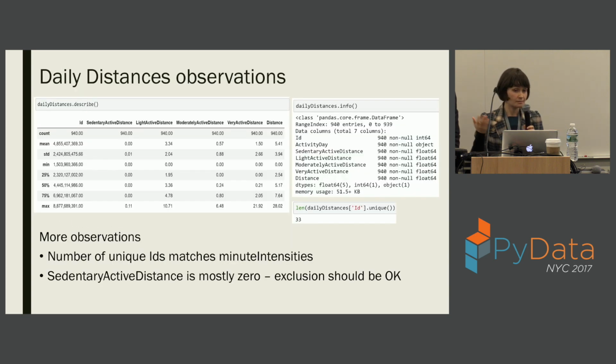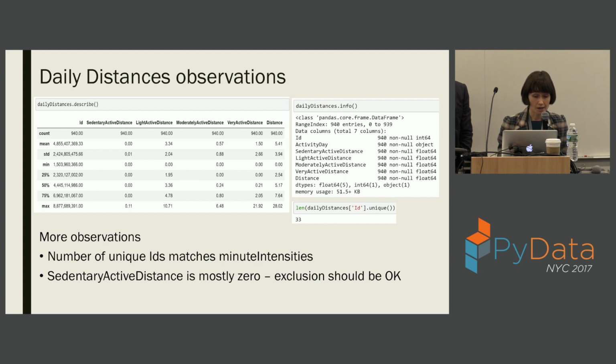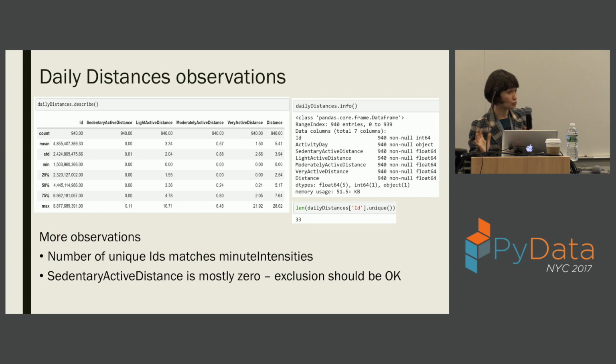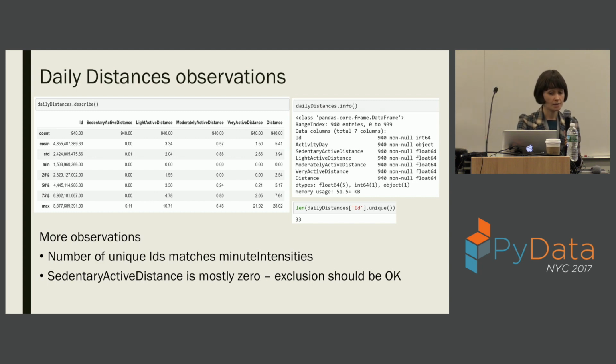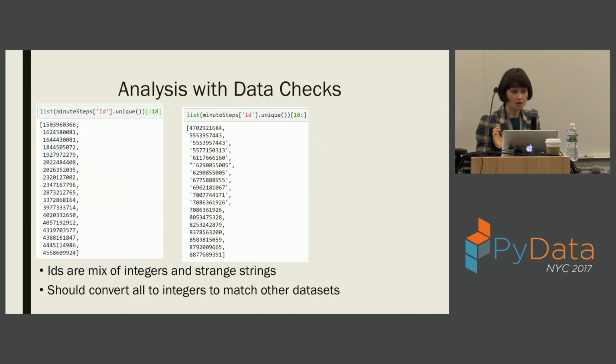One file we haven't looked at yet is daily distances. One thing we can see is that the number of unique IDs for this one actually matches the intensities. So 33 seems to be the right number, not 36. And we can also see that there are 4 different types of distances here, which may or may not correspond to intensities. There's a sedentary active distance, and then the light, moderate, and very active. We will assume that they do correspond to the intensity, so we only look at the distances that are more active. So having those observations in mind, let's go and actually clean the data set.